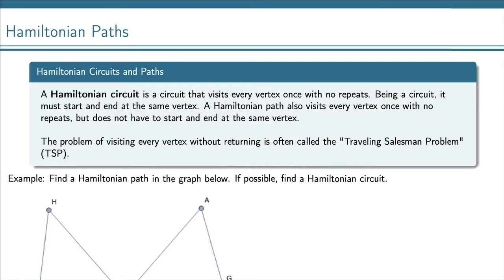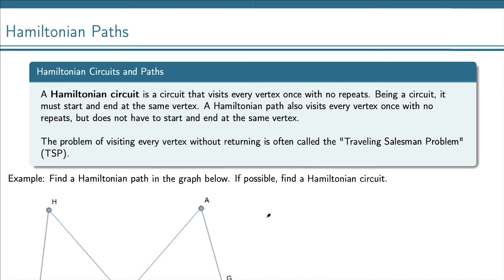A special type of circuit or path is called a Hamiltonian path or Hamiltonian circuit. If you have a Hamiltonian circuit, that means that it visits every vertex in the graph exactly once with no repeats. So this is where we go to every vertex, and we're just making sure that we've visited every single vertex. Because it's a circuit, we'll start and end at the same place. But we're not going to pass through a vertex and then come back again. A Hamiltonian path will visit every vertex, but we don't need to end where we started.